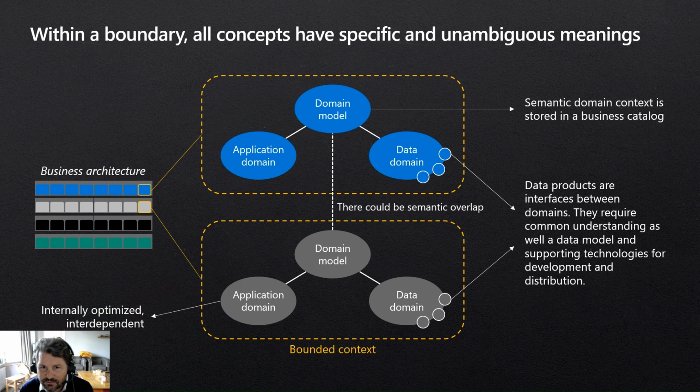And between these domains, there could be semantic overlap. There might be business terms and definitions that look the same or are the same, or in other cases, the business term is the same, but the definition is slightly different. So there could be semantic overlap. And ideally, you capture that and you store that in a data catalog, for instance.